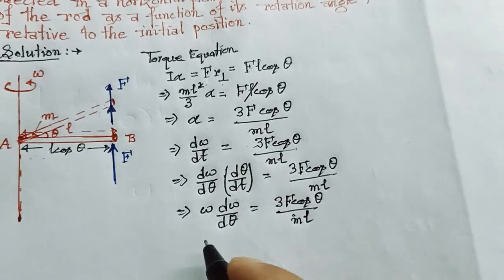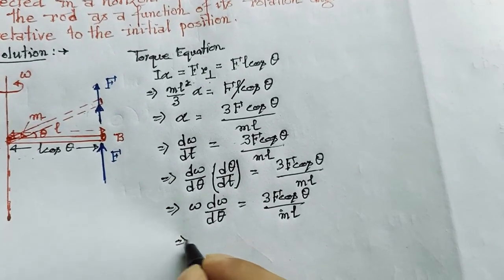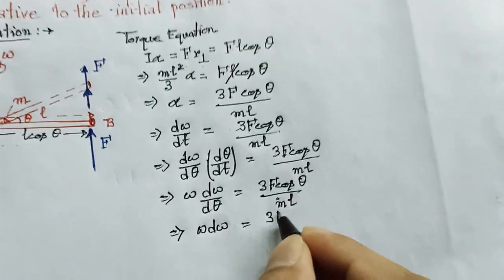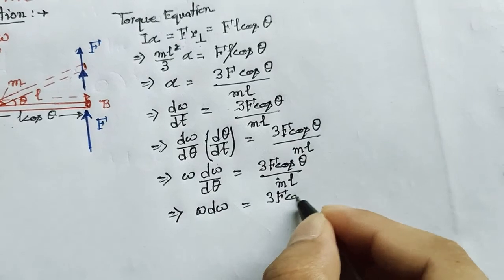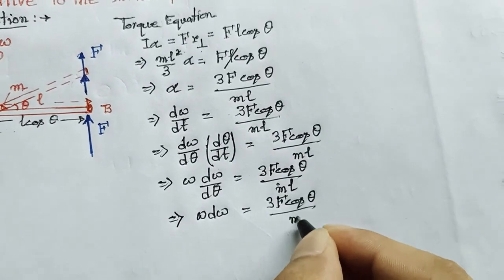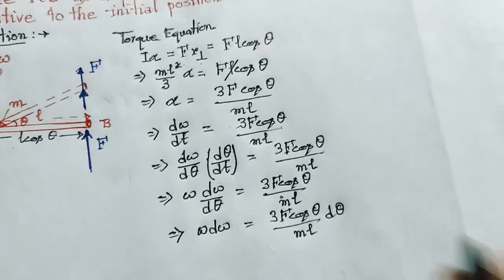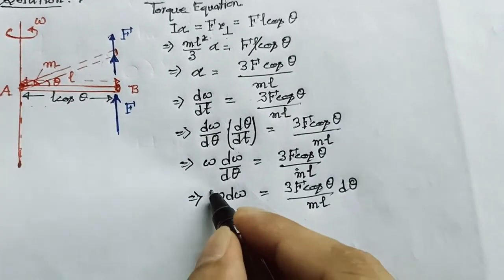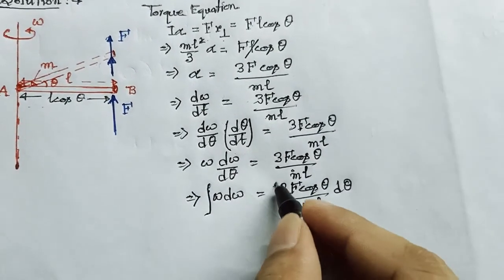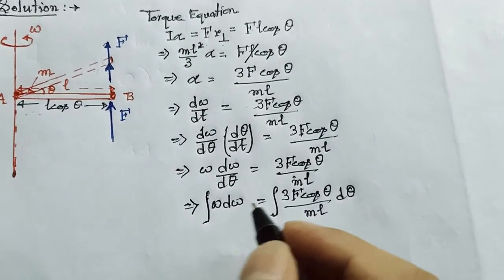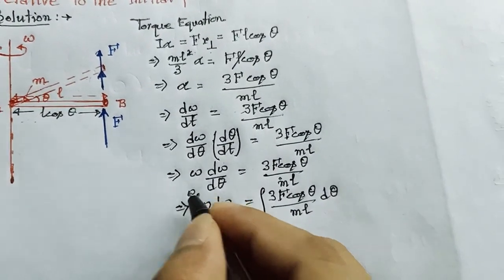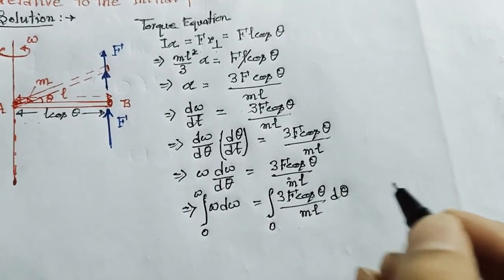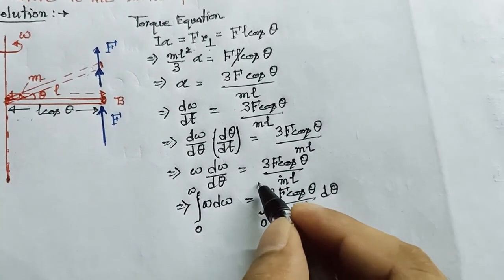Now we will cross multiply this term. If we cross multiply, we will get omega d omega equal to 3F cos theta divided by mL times d theta. Now we have to integrate this term on both sides. The limit of integration for the left hand side will be 0 to omega, and the limit of integration on the right hand side will be 0 to theta.